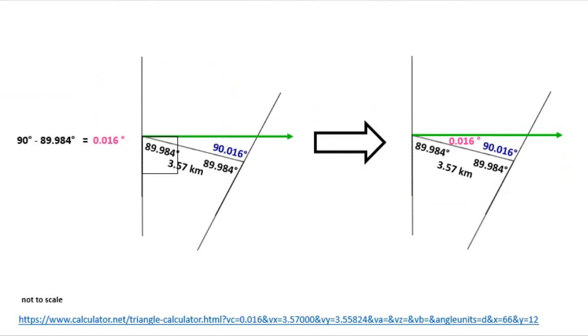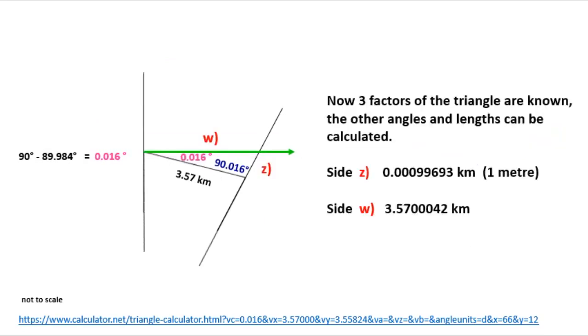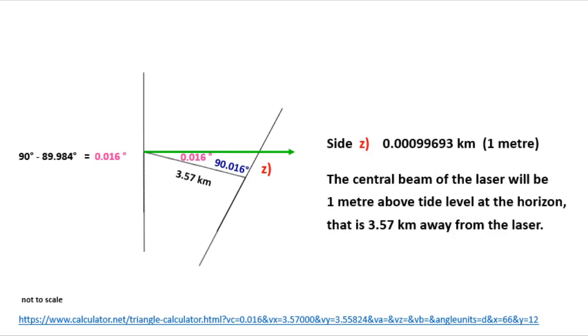Now the other angles can be calculated. Now, three factors of the triangle are known. The other angles and lengths can be calculated: side Z and side W. The central beam of the laser will be 1 meter above tide level at the horizon. That is 3.57 kilometers away from the laser.